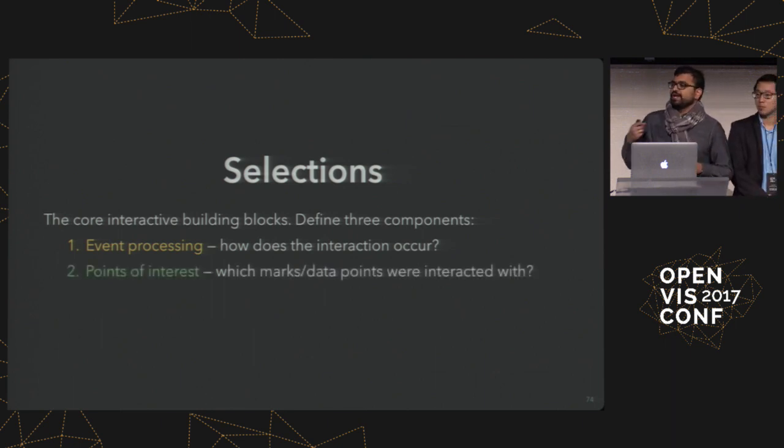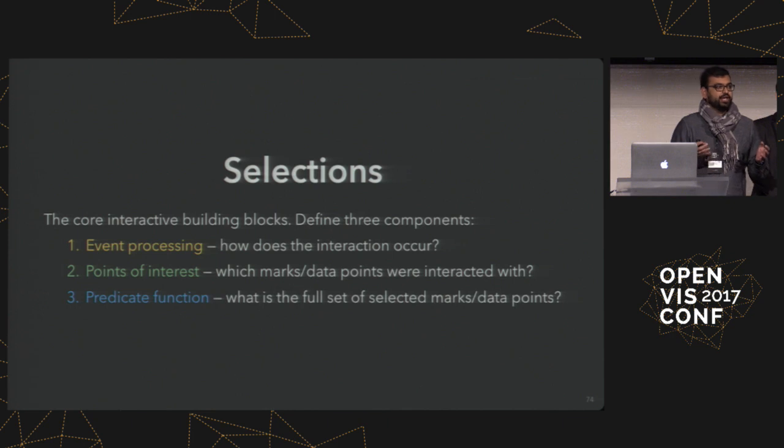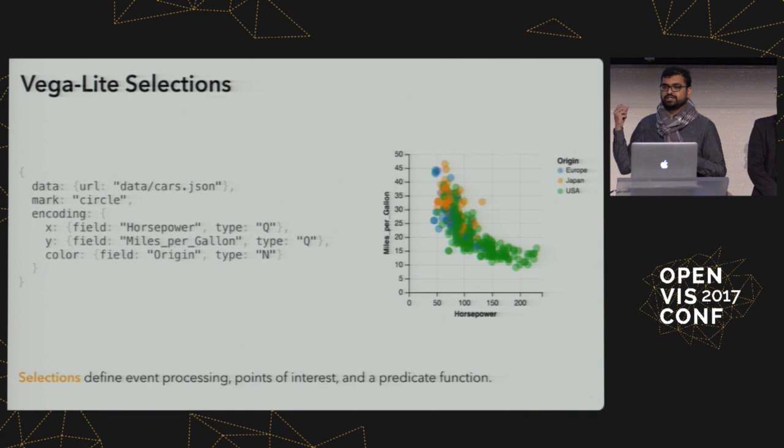The second is, what are we actually interacting with on our visualization? Are they data tuples or marks or things like that? And finally is this thing called a predicate function. It's just a Boolean function that allows us to select far more points than what we actually interacted with. So these are all a little abstract right now. Let's make it more concrete with an example.